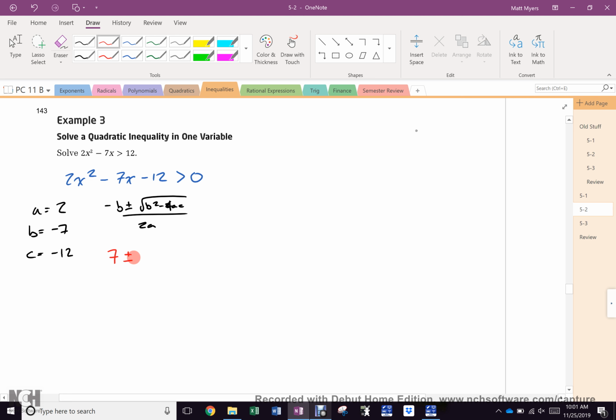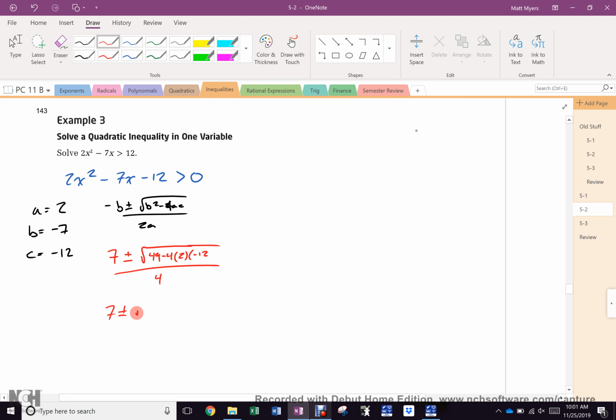7 plus or minus root what? 49 minus 4 times 2 times -12, over 2 times 2, which is 4, right? Get out your calculator. Tell me what that is.